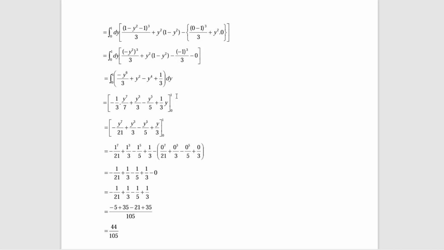Now all we are left with is just putting the limits. So in the place of y we just put 1 in the next line here, then we put a minus, then in the place of y we put the lower limit 0. You can see here after simplification, if you simplify this, you can do it by using calculator or by hand, you will get that the answer is 44 by 105.